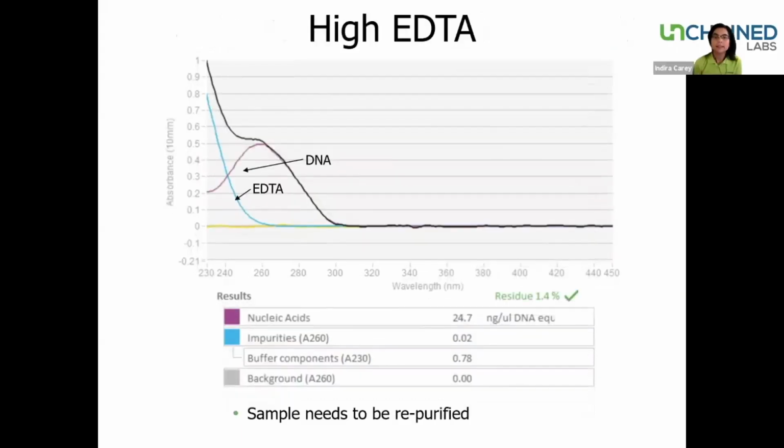Here we've recalculated the data using the UNmix application. Deconvolution of the spectrum shows the presence of impurities in blue and identifies that buffer components are present in the sample. Now, in this experiment, we actually spiked a calf thymus DNA sample with 2 millimolar EDTA to simulate a high EDTA sample. If you're working with a sample that looked like this one, repurifying to remove excess EDTA would be appropriate.